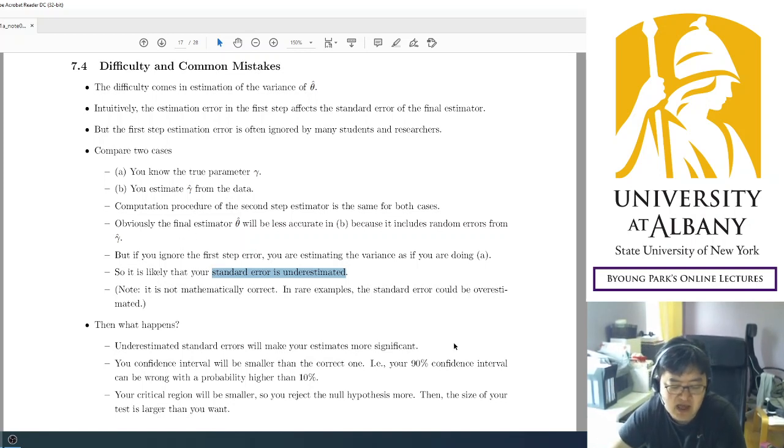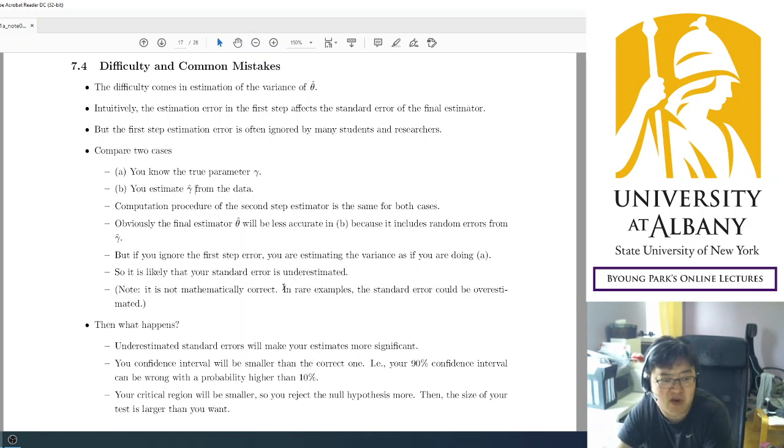However, it is just intuition. I'm just saying that this principle in general, mathematically it is not true. Mathematically, it could be the other way. And interestingly, in some rare cases, if you ignore the error in the first stage, then the standard error may increase. Even if you ignore the estimation error, your standard error becomes larger.